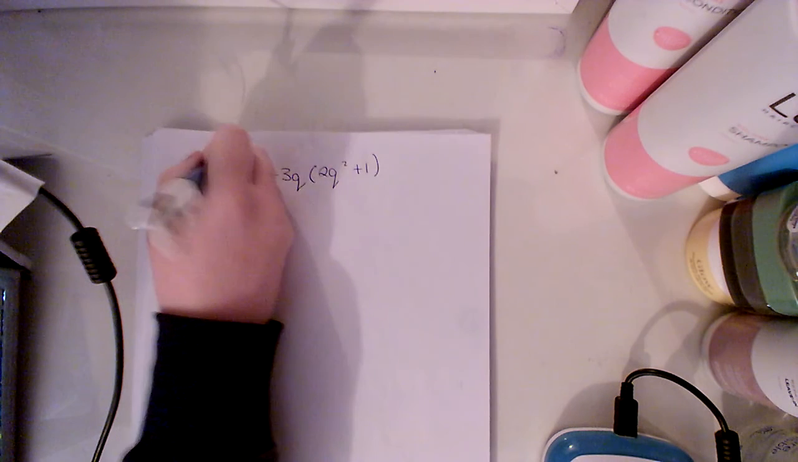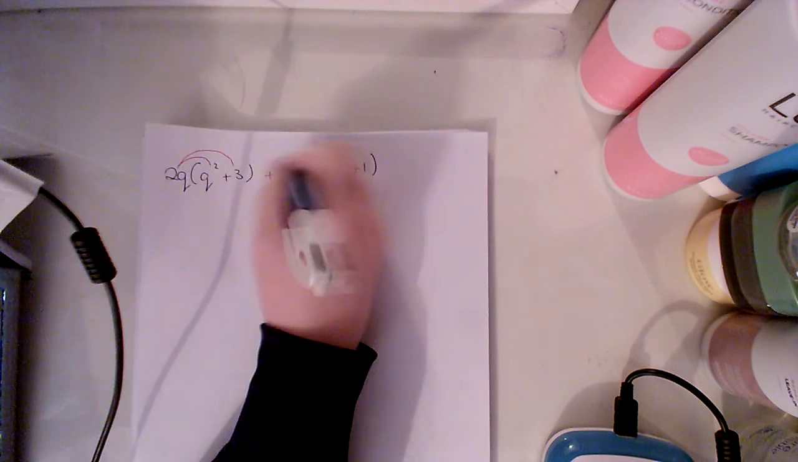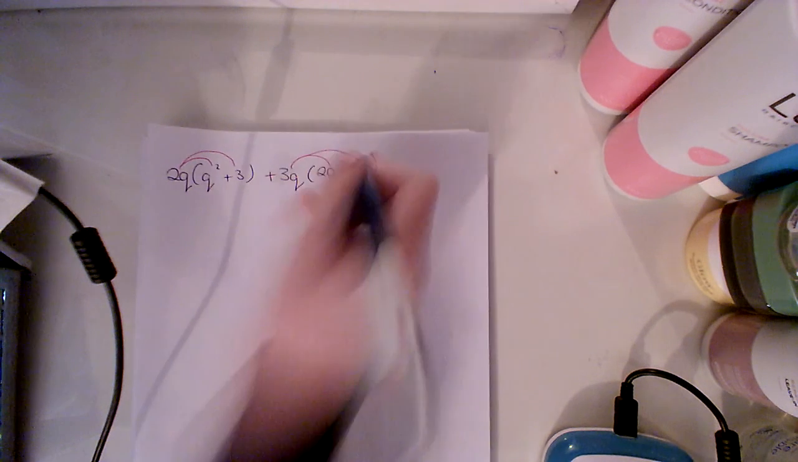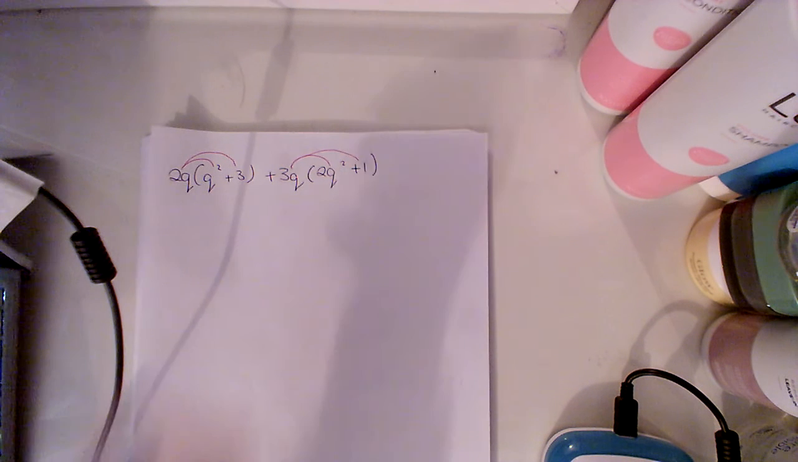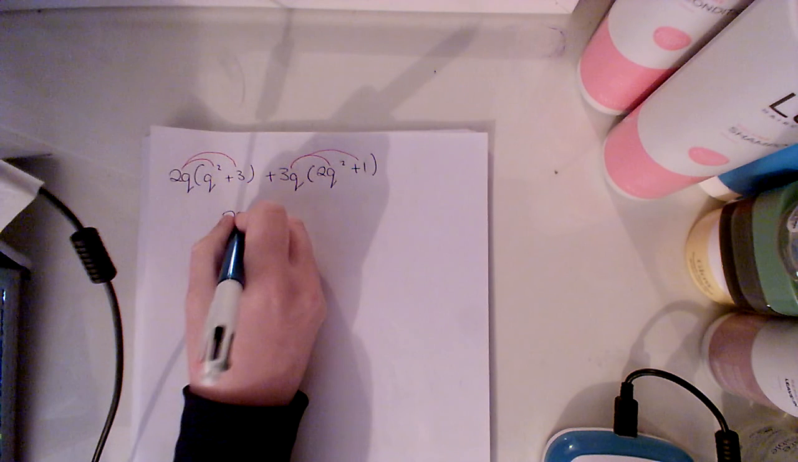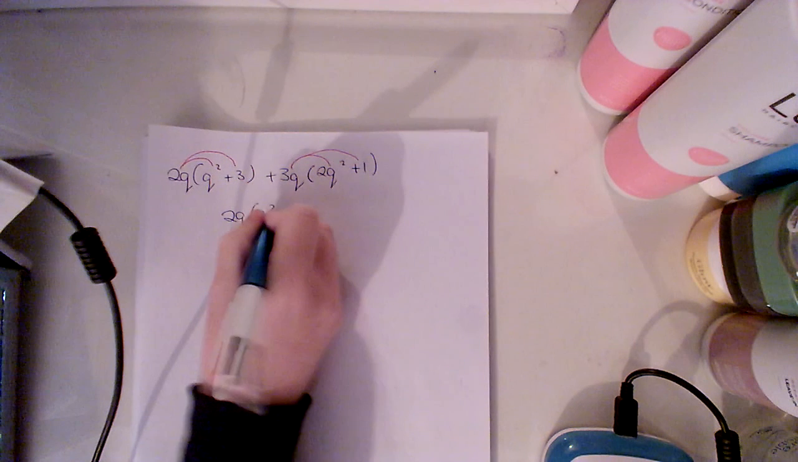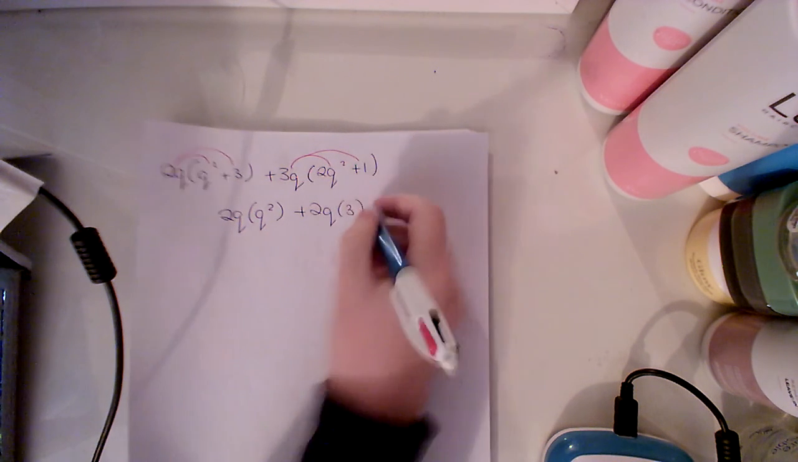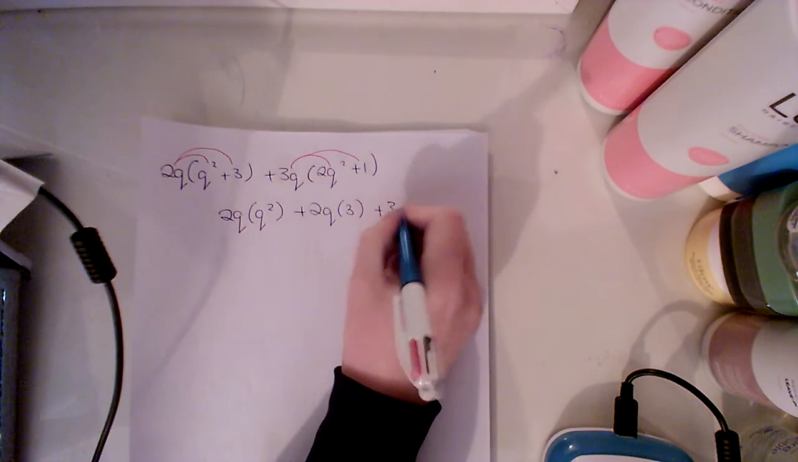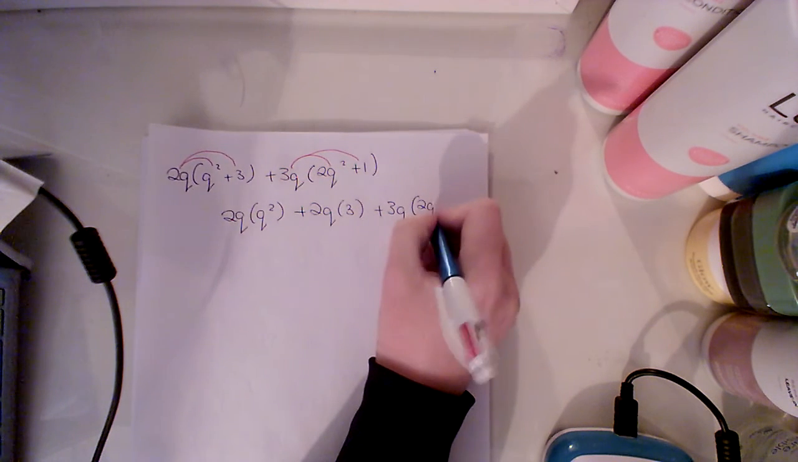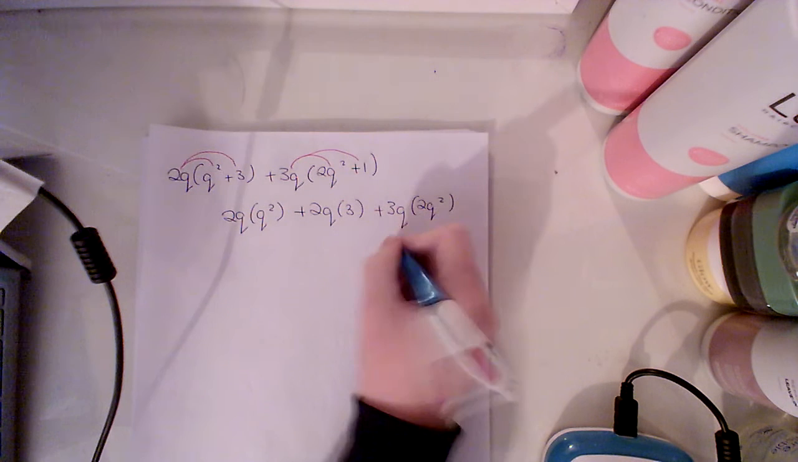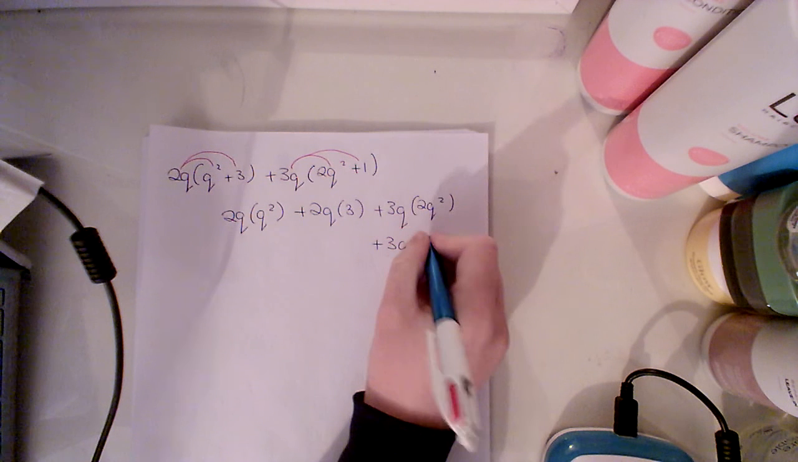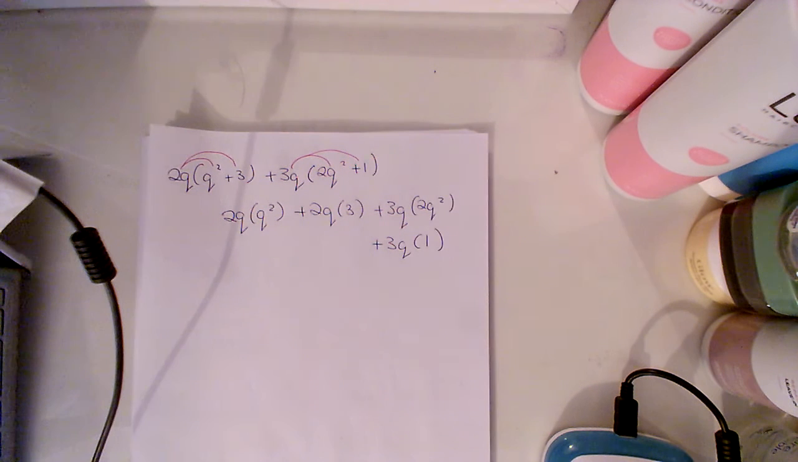Question 7b, so I'll draw my arrows like so, and I'll rewrite it. So I'll have 2q bracket q squared plus 2q bracket 3 plus 3q bracket 2q squared plus 3q bracket 1. Okay, and now I'm going to multiply them out.